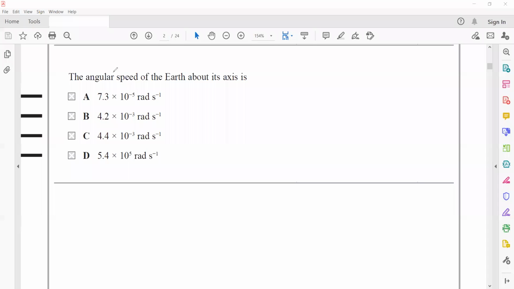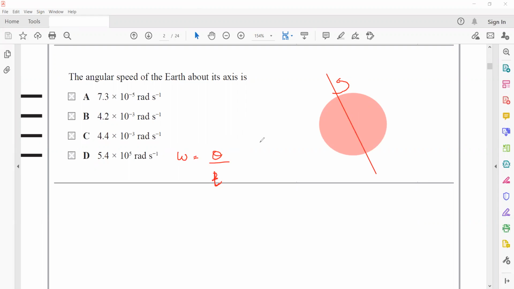So in this question, angular speed of the earth about its axis. So we have to calculate, like, this is the earth and its axis is tilted. So we need angular speed or omega. And we know omega is equal to theta divided by time.